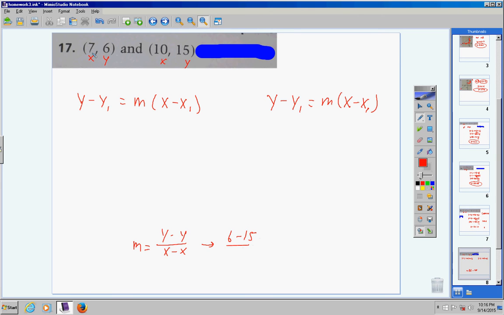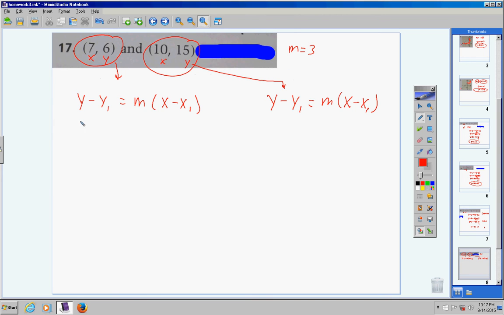Y minus y over x minus x: 7 minus 10, or 7, negative 10. So you're left with negative 9, negative... your slope is a nice whole number. That's going to be really helpful. Now it doesn't matter which ordered pair you use. I'm going to use this ordered pair for this model, this ordered pair for this model, and you're going to see I get the exact same answer.